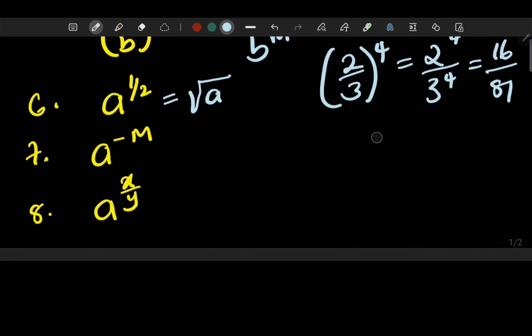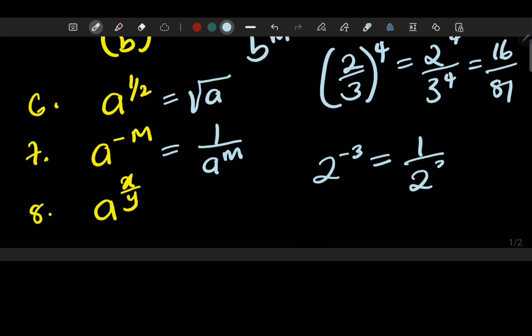Now, in the next law, we have A to the power of negative M. When the power is negative, just call it 1 over A power M. Supposing you have 2 power negative 3, that would be 1 all over 2 to the power of 3, and that's just it.